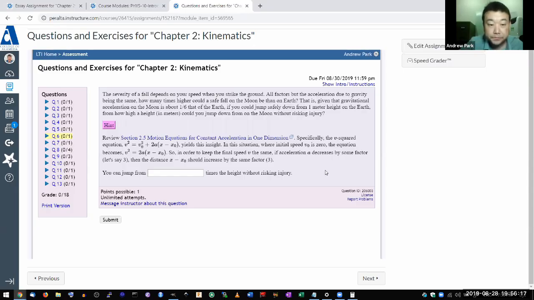So I'm just going to take this one thing from the hint. The hint has you reviewing this, and it refers you specifically to the v-squared formula, and it simplifies it down to this. So let me just use that, and that'll help me. I can use numbers to simplify the conceptual part.